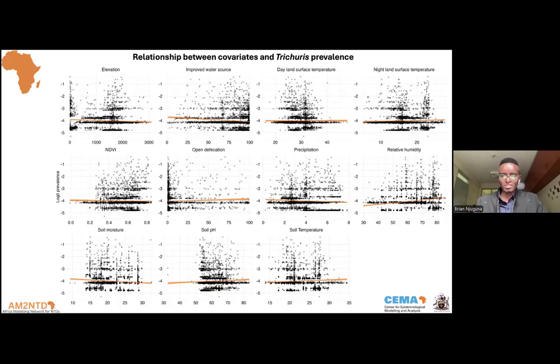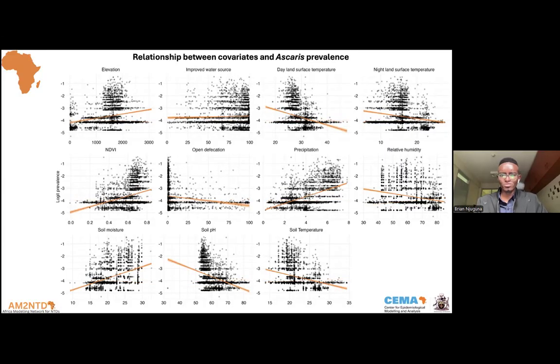So we also know that in Trichuris, we didn't have a very strong linear relationship, but when it comes to Ascaris, at least we could see some linear relationships amongst different covariates. For example, the NDVI, precipitation, relative humidity, soil temperature, and the others. And this phenomenon has also been studied elsewhere in other research, where we find that if the prevalence of what you are studying is very low, then it becomes quite difficult to estimate the relationship between covariates and the phenomenon.